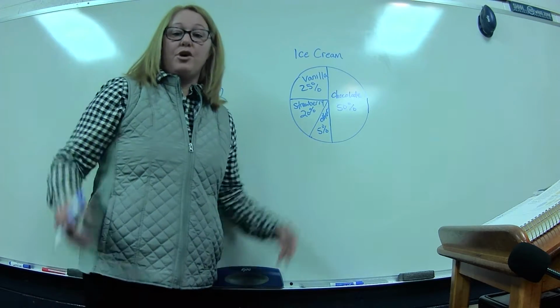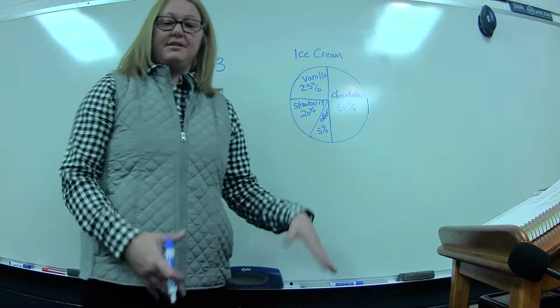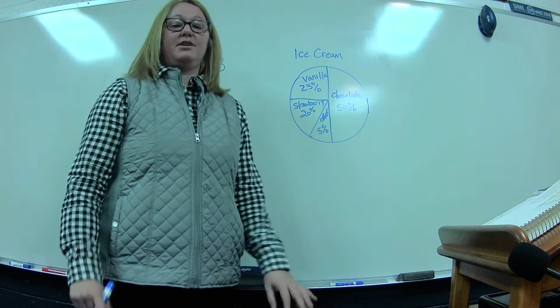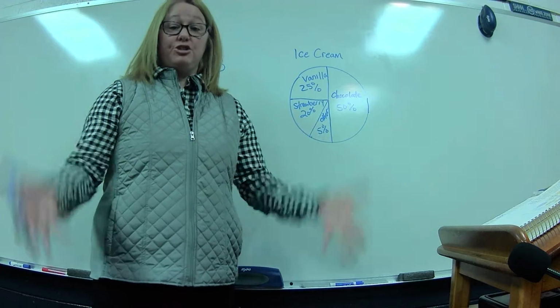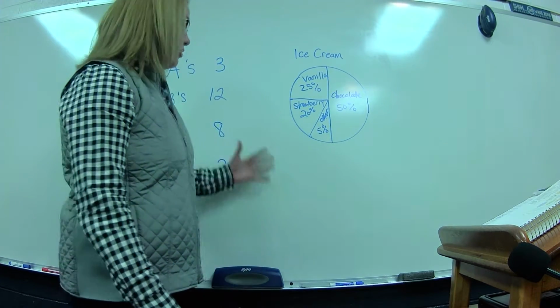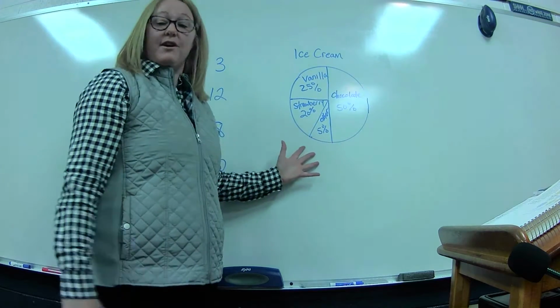Okay, so we're on graphs. We left off with the basics of graphs: the pictographs, the bar graphs, the line graphs. And I said we were going to do a separate video on just circle graphs. So here we are with circle graphs. I did an illustration of what a circle graph looks like.